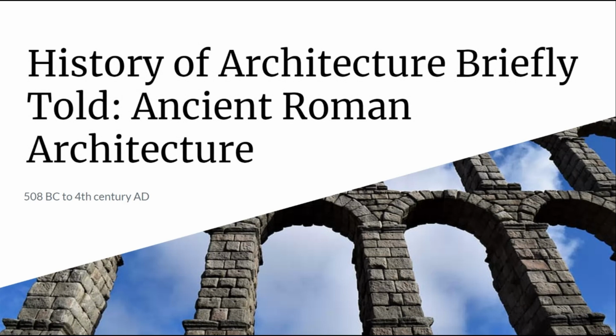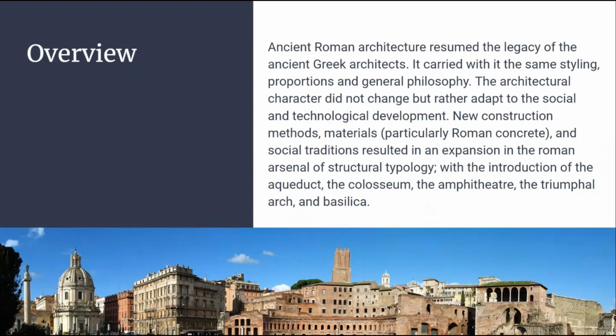In this video, we're going to talk about ancient Roman architecture, which spanned between 508 BC to the 4th century AD. Ancient Roman architecture resumed the legacy of the ancient Greek architects. The character of the architecture didn't change but rather adapted to the evolving social and technological circumstances. With the introduction of new construction methods, materials, and social traditions into the mainstream architecture, an expansion in the Roman arsenal of building typology occurred.